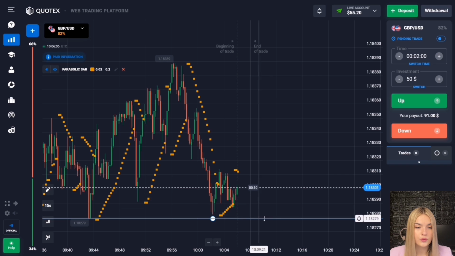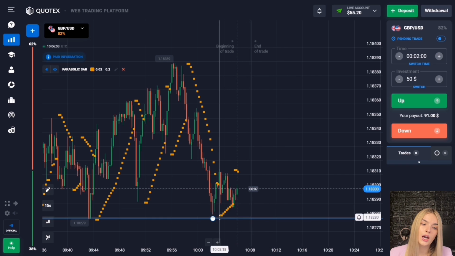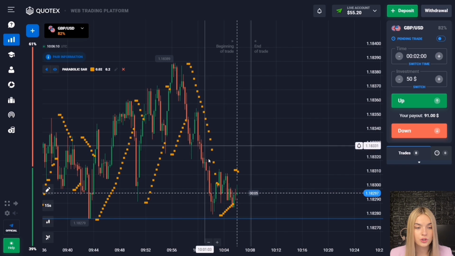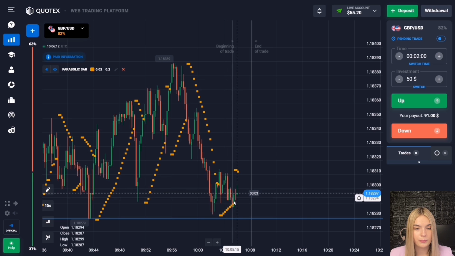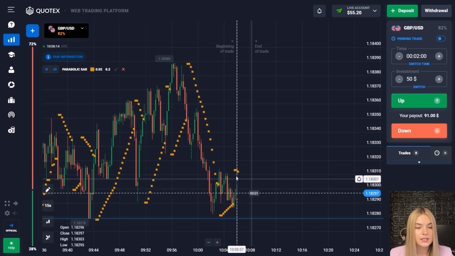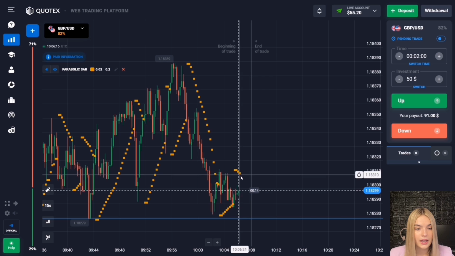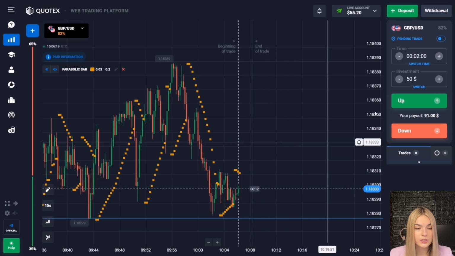Here we see the level of support. We also see that there was a good confident downward movement. At the moment there is a compression of our level. Several dots also appeared. And here I propose to open a deal for 3 minutes to decrease. I think that in the near future the price will continue its downward movement.